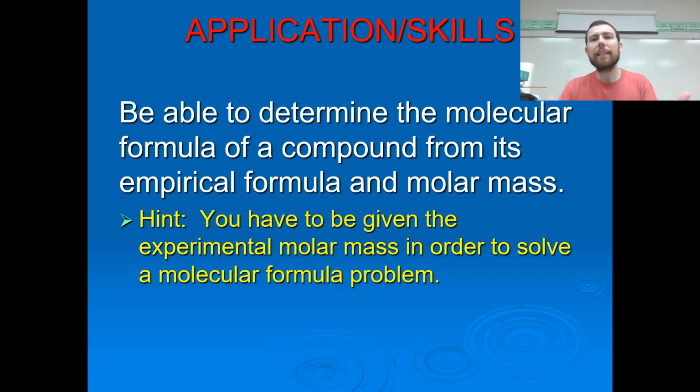All right, so the next thing we need to do, now that we understand how to determine an empirical formula, is determine the molecular formula of a compound. Well, the key thing here is we have to have the empirical formula, and we have to be given the molar mass of our molecular formula. Okay, so it does give you a hint here. You have to be given the experimental molar mass in order to solve a molecular formula problem. If they don't tell you the molar mass and they only give you the empirical formula, you're not going to be able to figure out the molecular formula of a compound.